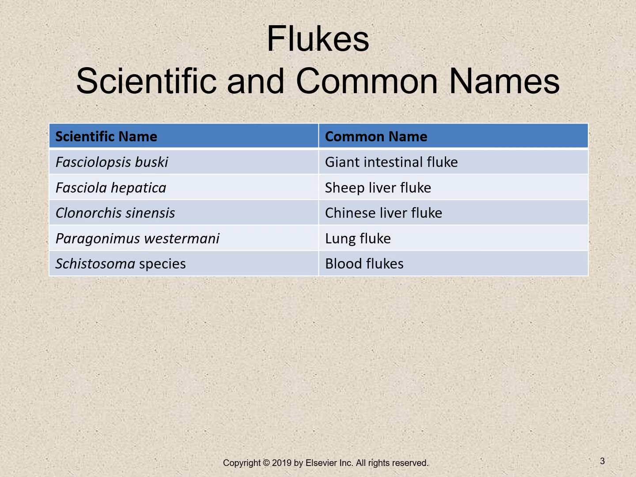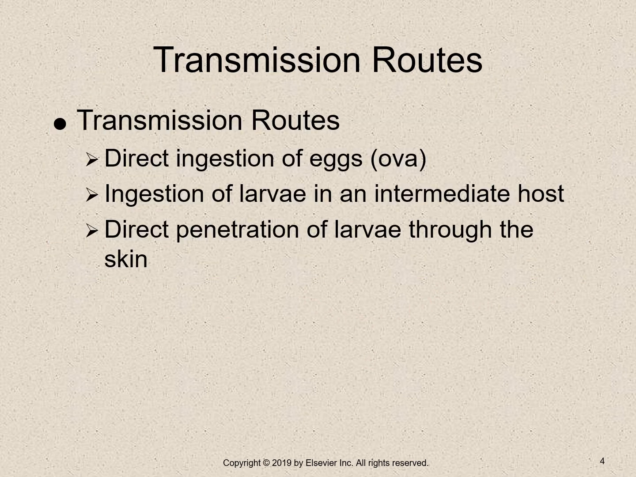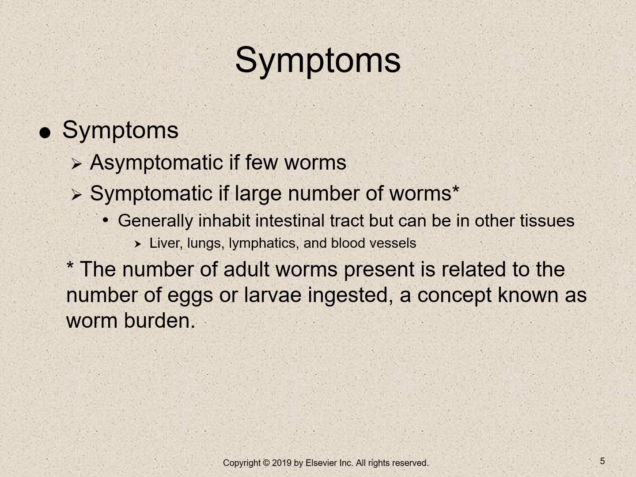We'll be discussing each of these flukes listed in the table, and we'll be referring to them by their scientific names, but you also should be familiar with the common names that they're referred to. Humans become infected by directly ingesting eggs, ingesting larvae in an intermediate host, or through penetration of the skin. Fluke infections may be asymptomatic if only a few worms are present, but they will have symptoms if a large number of worms are present.